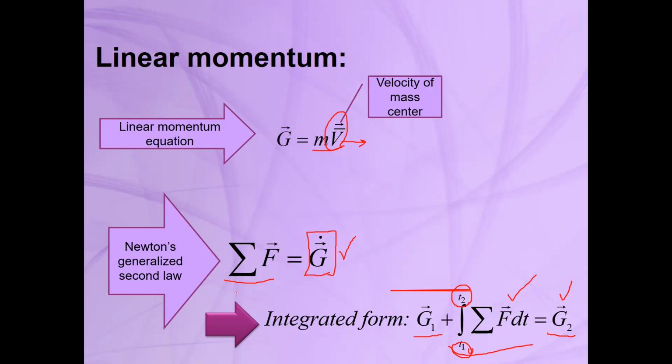So the procedure to solve is exactly the same as for particles, only there are some points, such as here we have the velocity of the mass center. So from this equation, the integrated form, any velocity you extract is the velocity of the mass center. And if you want to find the velocity for other points on the rigid body, you need to use the kinematic relations, the relative velocity equation, and find the velocity for other points.